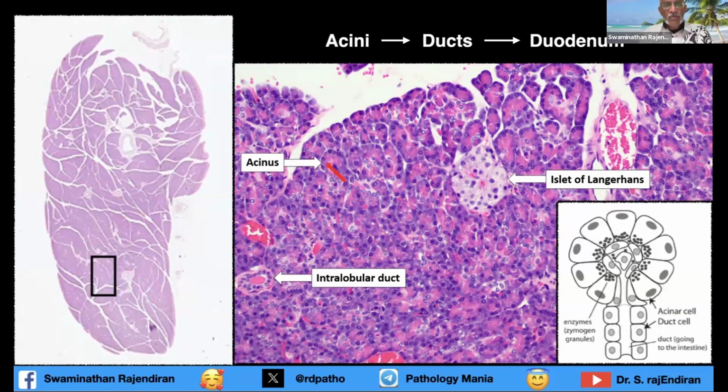And in the lobules, you see the acini and the ducts will be running within the lobule or in the septa in between the lobules. So it will be intralobular or interlobular, and this is an example of intralobular, and this is an example of islets of Langerhans. This is the endocrine structure in the pancreas that constitutes 2% of the pancreas.